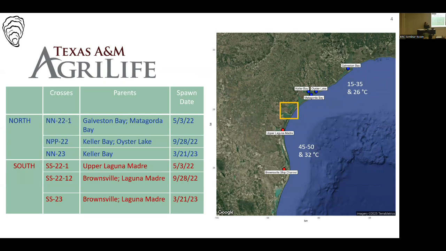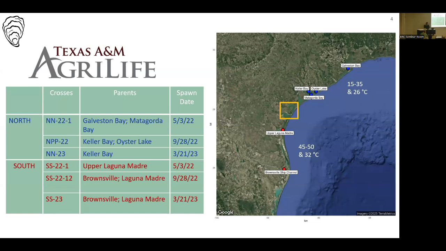For my experiment, I had the northern and southern oysters that we tested, and these were all F1 generation from wild collected oysters on the Texas coast. For the north and the south, there were 3 genetic crosses. These were all spawned at the AgriLife oyster hatchery in Flour Bluff. They were strip spawned. The differences in the genetic crosses is just where their parents were collected from, and the date that they were spawned.